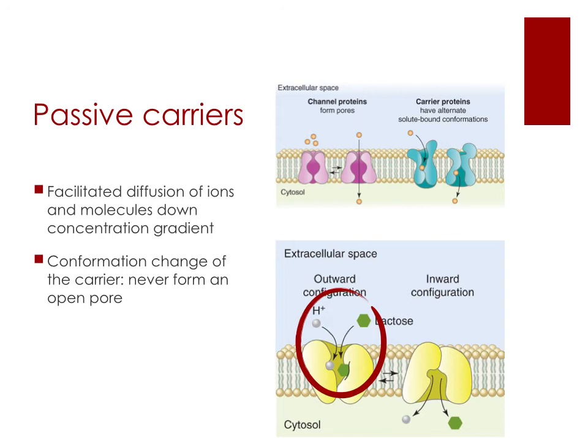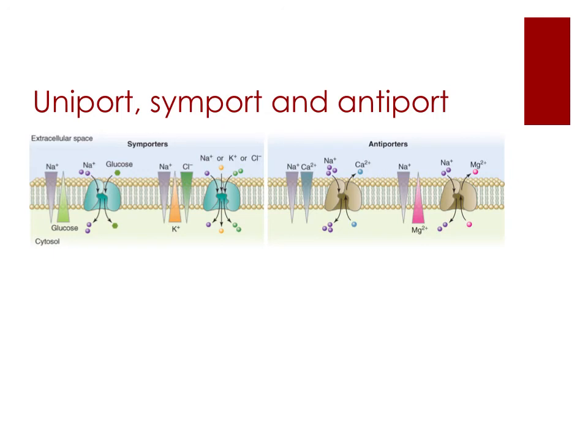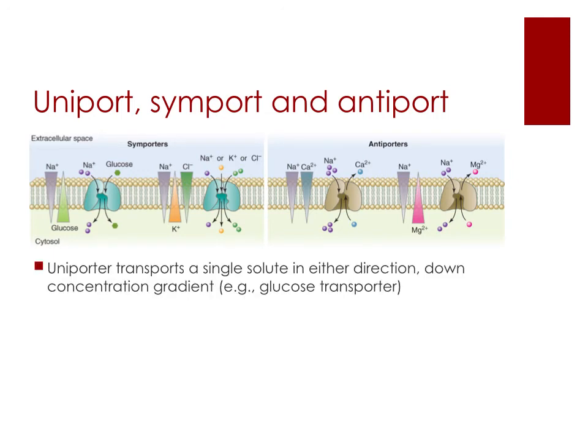When the carrier is open towards the outside, it is called the outward configuration or conformation. Then when the two solutes are bound with the carrier, the change of conformation will occur and you will see the inward configuration that has a lower affinity for the solutes and therefore will release the solutes pretty easily. So there are different types of carriers like that, if they carry only one solute at a time. So let's say a glucose transporter, then a single solute is moved at once, and this is called a uniporter.